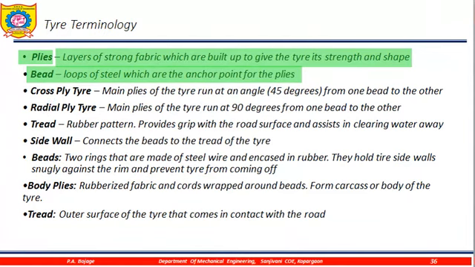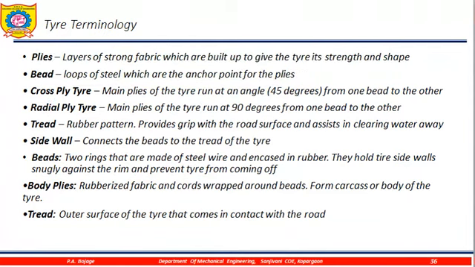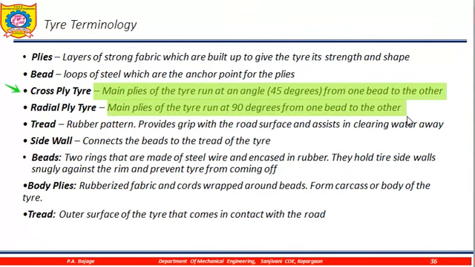Cross ply tires. So what is the cross ply? The main ply of the tire runs at an angle of 45 degrees from one bead to the other. So it is a layer which is going at 45 degrees. Again, what is the radial ply? The main ply of the tire which runs 90 degrees from one bead to the other.